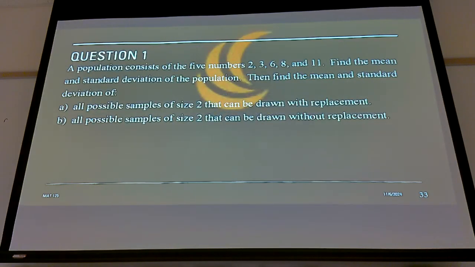So let's say the population consists of 5 numbers: 2, 3, 6, 8, and 11. First, find the mean and standard deviation of the population. Then we'll find the mean and standard deviation of those 2 distributions.